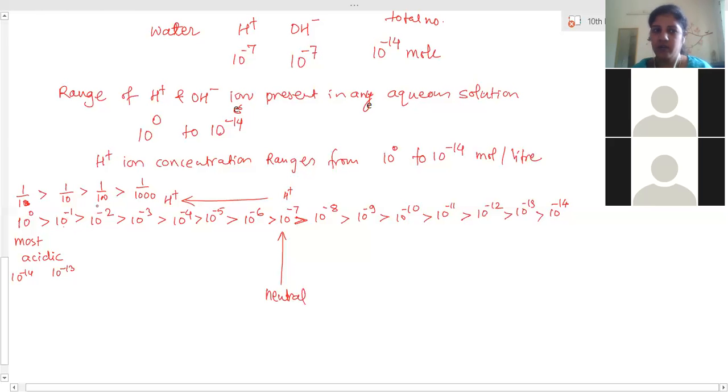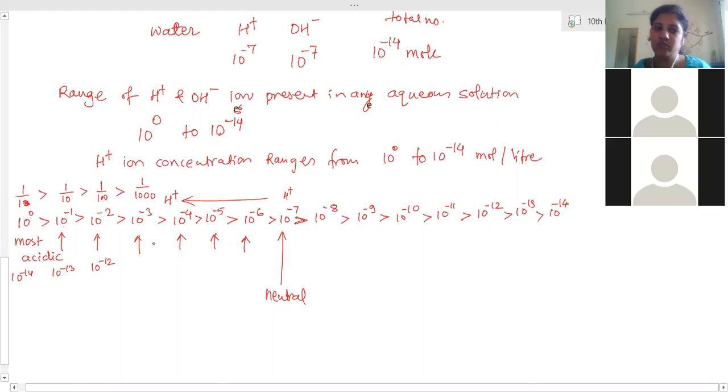If you keep comparing, 10 to the power minus 12 for OH minus is lower, so it will be acidic. So in all these cases on the left hand side, whatever the H plus ion concentration present is more than their respective OH minus ion concentrations.